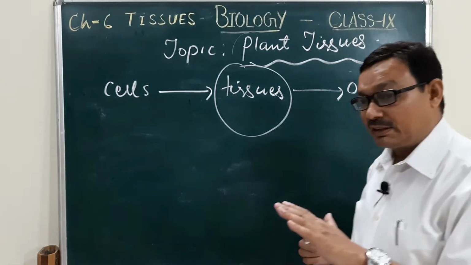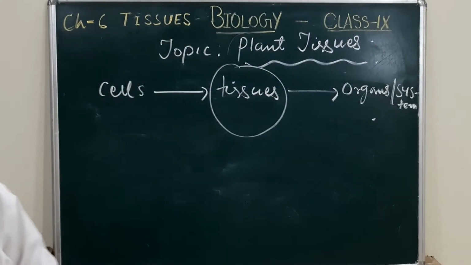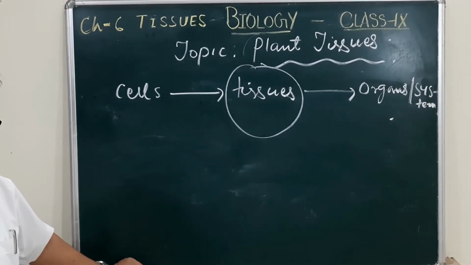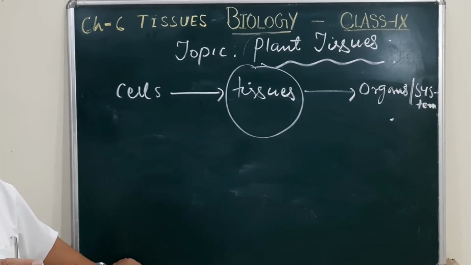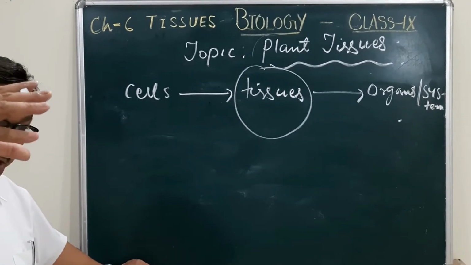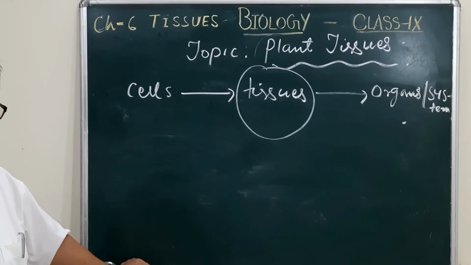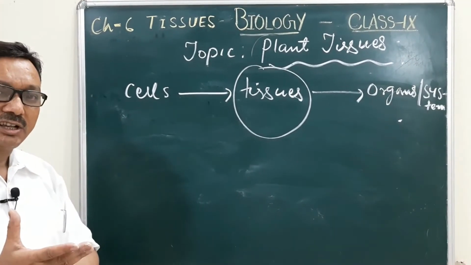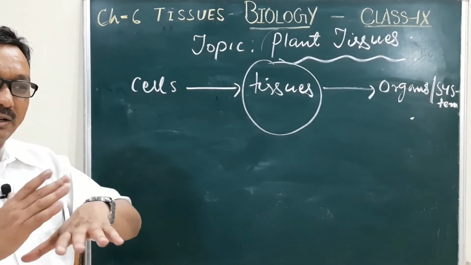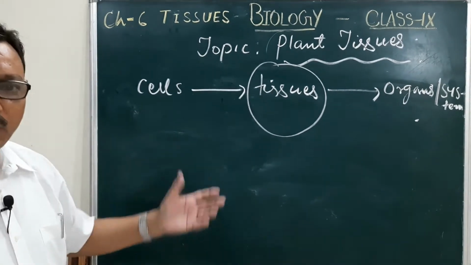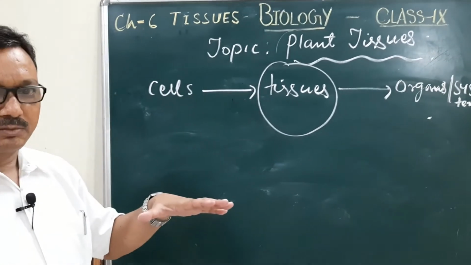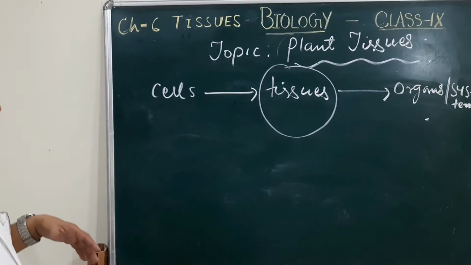And when the part of the plant gets matured, when it achieves maturity, thereafter it takes a permanent structure, a permanent shape, and it will now perform a permanent function, and their cells cannot divide.